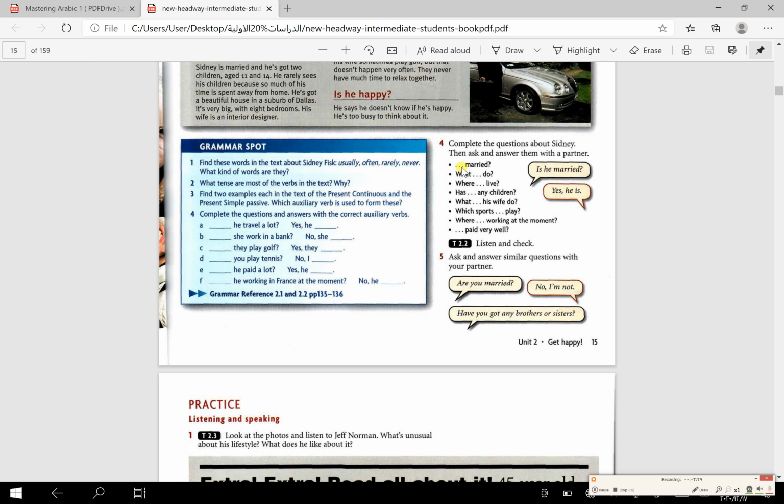We use it specifically, just focus on specifically.